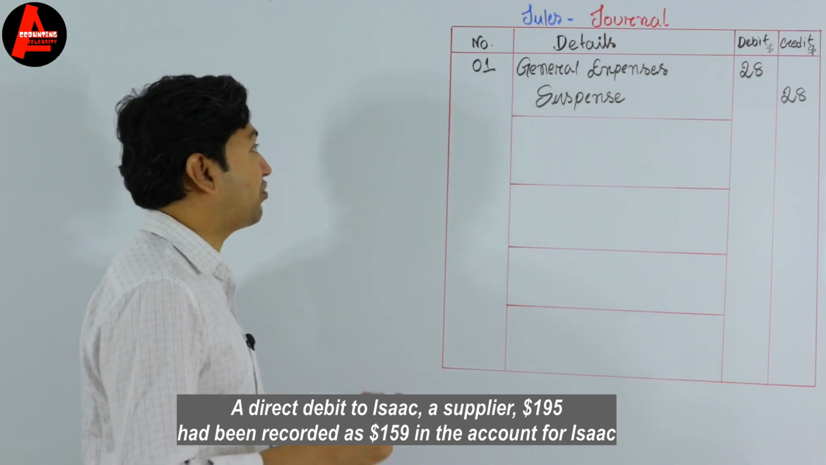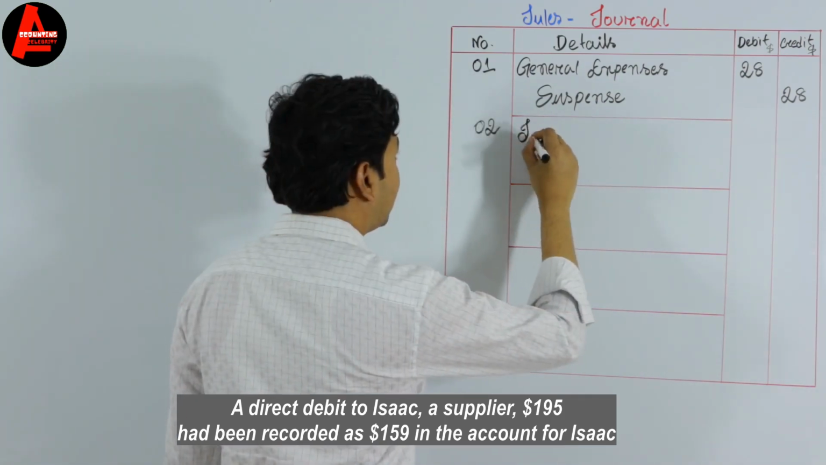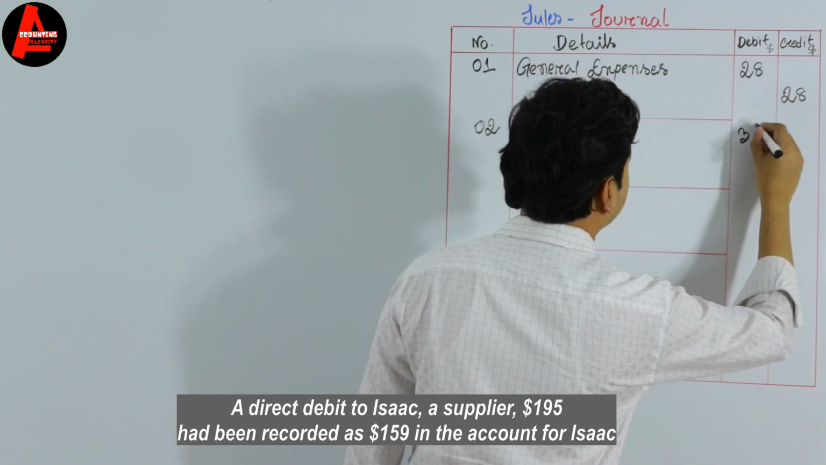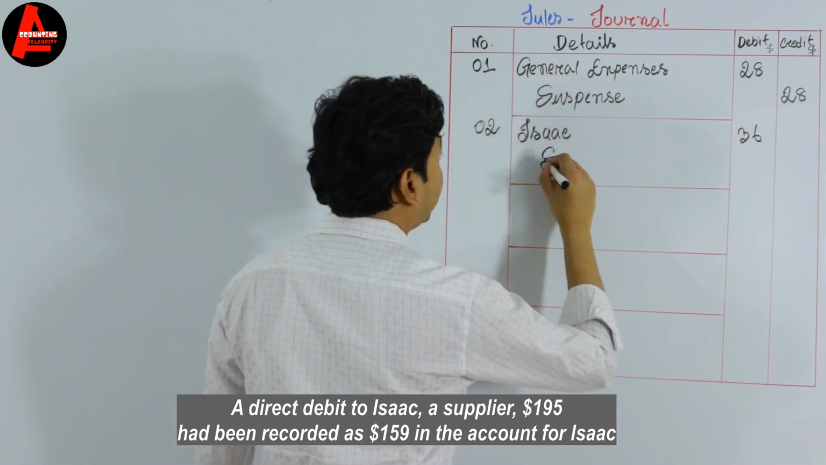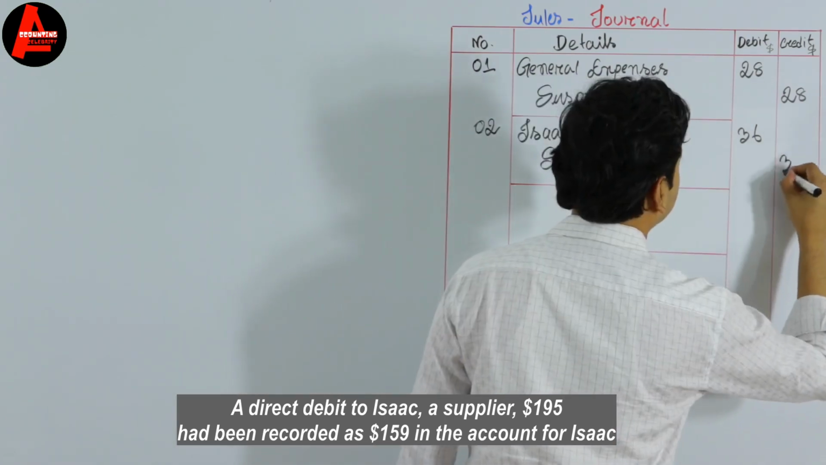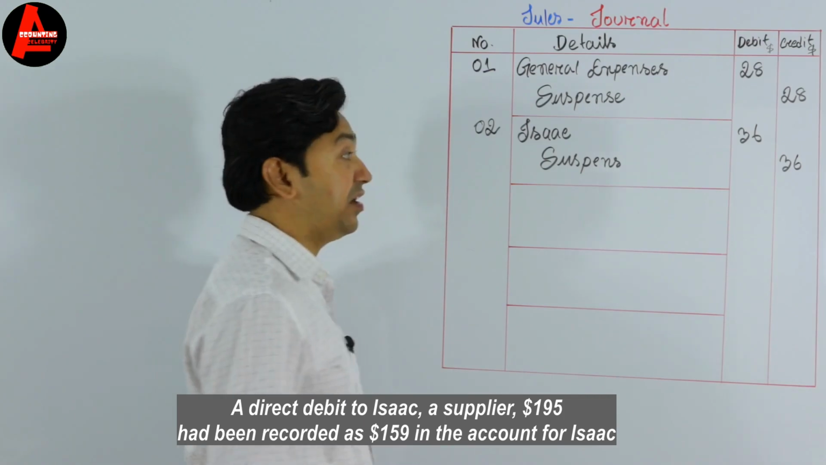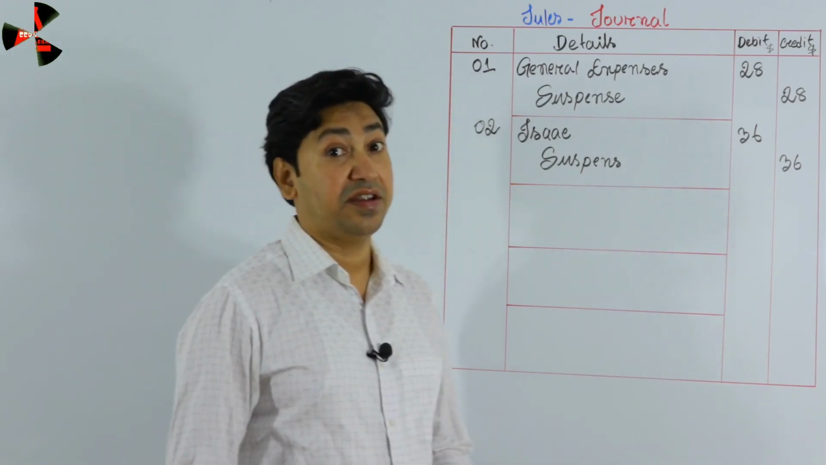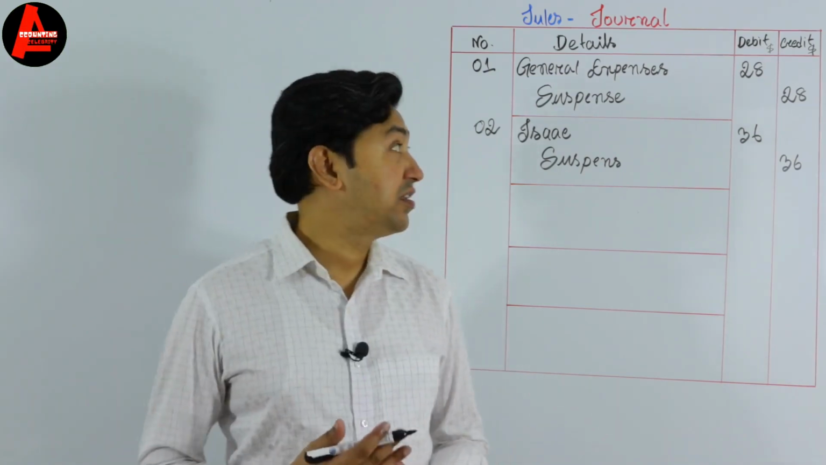So let us write here number 2. ISAC account to be debited $36 and suspense account to be credited by $36. Here we can write the narrative: ISAC account debited by $36 and correction of errors. Okay, so this is done.